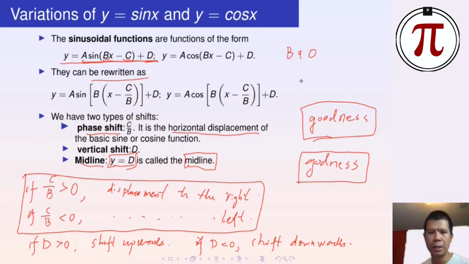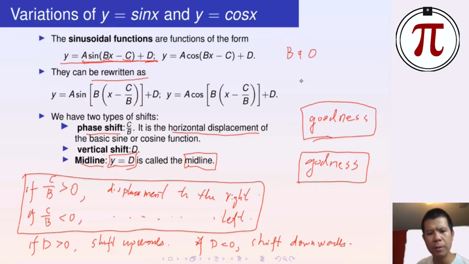sine and cosine are just displacements of each other. If you move or take a reflection or something like that, sine and cosine can be the same. These functions can be rewritten as a sine in brackets, b times the quantity x minus c over b, and similarly y equals a cosine.